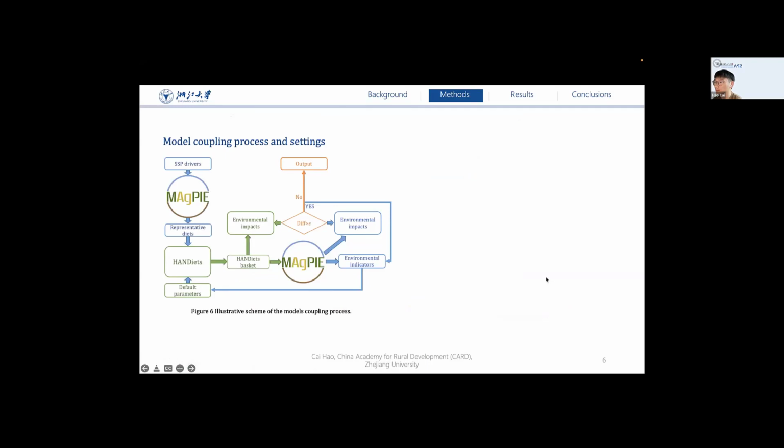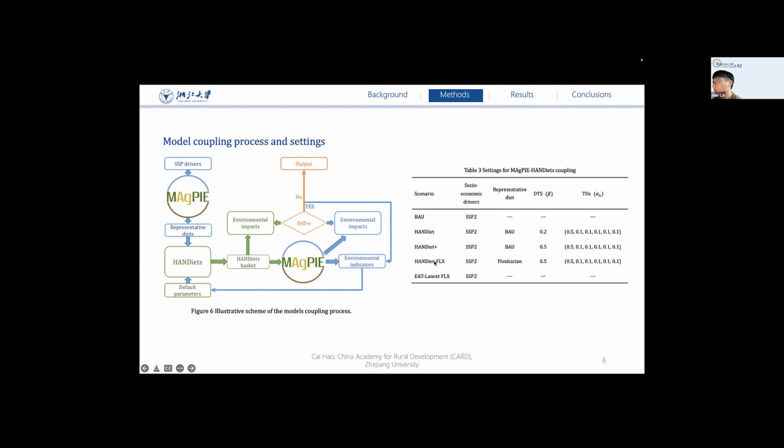After solving the HAND diet model, we input the food demand, the food consumption bundle, to MACPI as exogenous intake targets. And we designed a coupling process for HAND diets in the MACPI model because there are inconsistencies between their environmental parameters. The detailed process is presented in Figure 6. The target of the iteration process is to minimize the gap between the environmental impacts of Chinese diets in MACPI and in the HAND diets model.